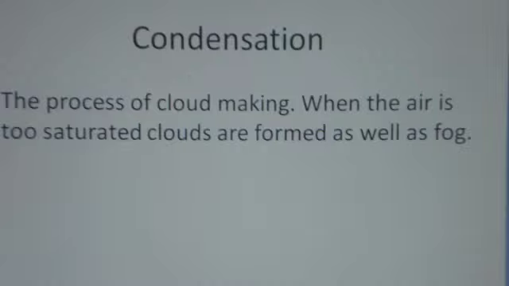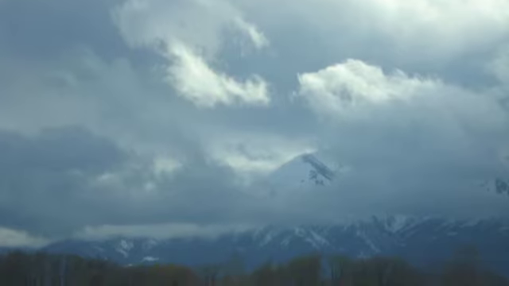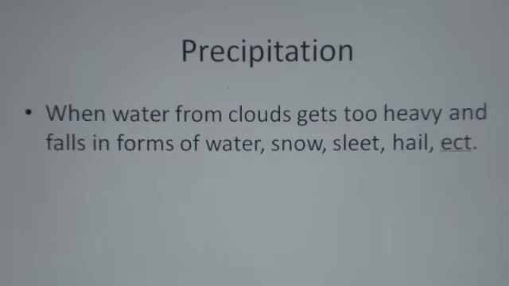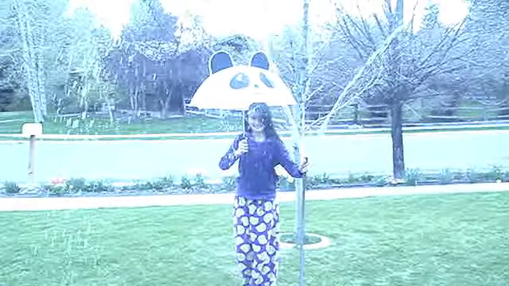Condensation is another section of the water cycle. It is when water vapor in the air cools and condenses to form clouds. Precipitation is when water from the clouds gets too heavy and falls in different forms of water.